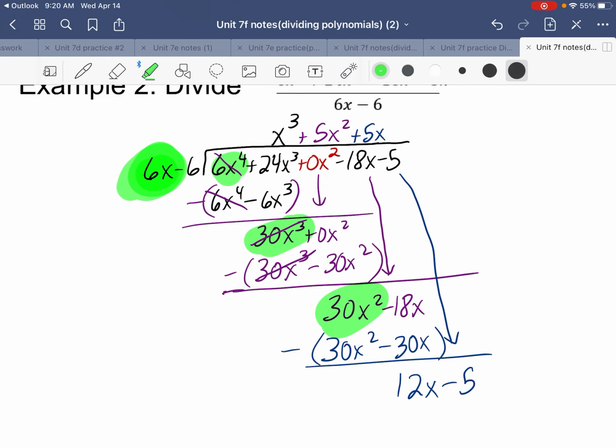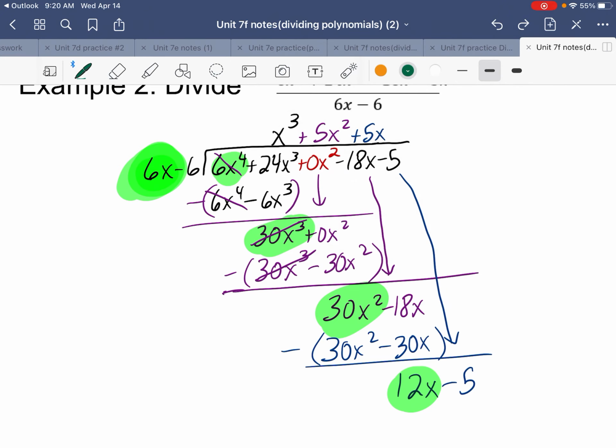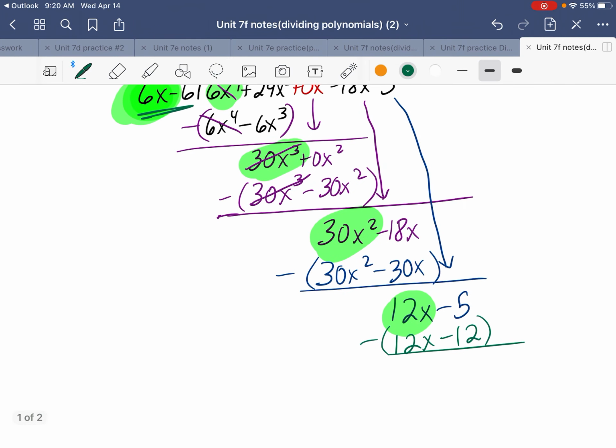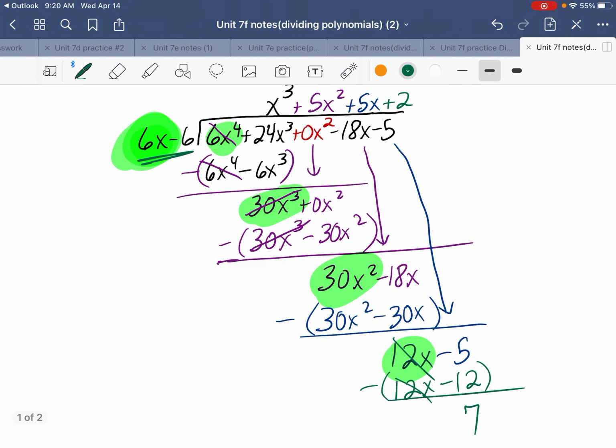12x divided by 6x. So we're dividing again. 12x divided by 6x is 2. Let me do that in a different color. So 12x divided by 6x is 2. 2 times 6x is 12x. 2 times a negative 6, so multiplying by both terms, is a negative 12. Subtract, and that'll be 7. The first terms will simplify, leaving us with 7. There are no more terms to bring down up here, so that is our remainder.